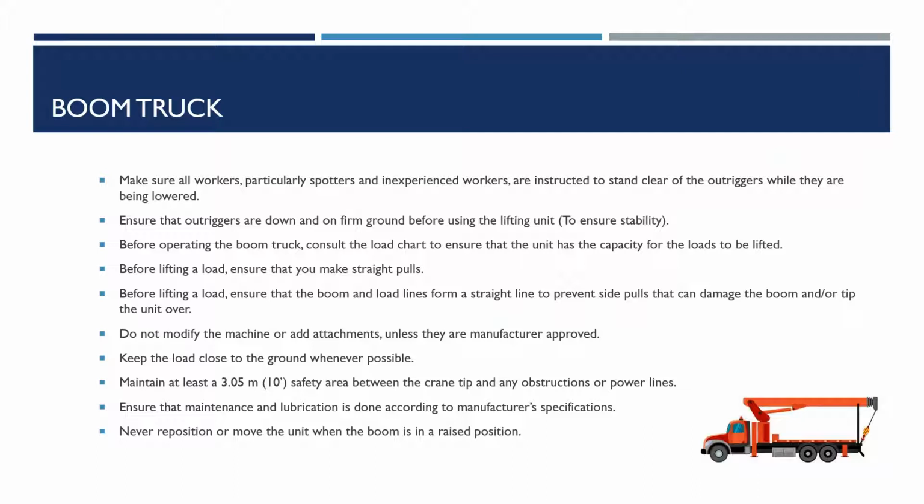Ensure that the boom and load lines form a straight line to prevent side pulls that can damage the boom and/or tip the unit over. Do not modify the machine or add attachments unless they're manufacturer approved. Keep the load close to the ground wherever possible. Maintain at least 10 feet safety area between the crane tip and any obstructions or power lines. Ensure that maintenance and lubrication is done according to manufacturer specifications, and never reposition or move the unit when the boom is in the raised position.